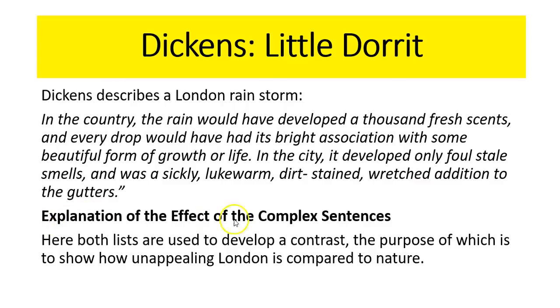So in my explanation of the effect of the complex sentence, I will talk about this having two lists, and they're both used to develop a contrast, and the purpose of that contrast is going to be to show, on the one hand, the unappealing side of London, and on the other, how wonderful nature is in comparison. So it's really easy to write about that, but in your own descriptions, if you use contrast like this, you will be getting much, much higher marks.